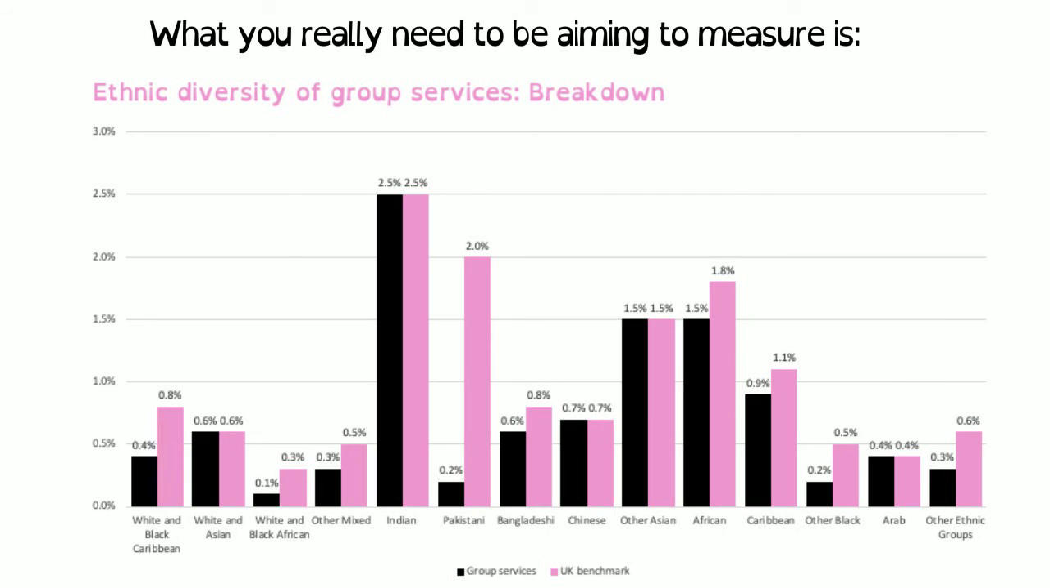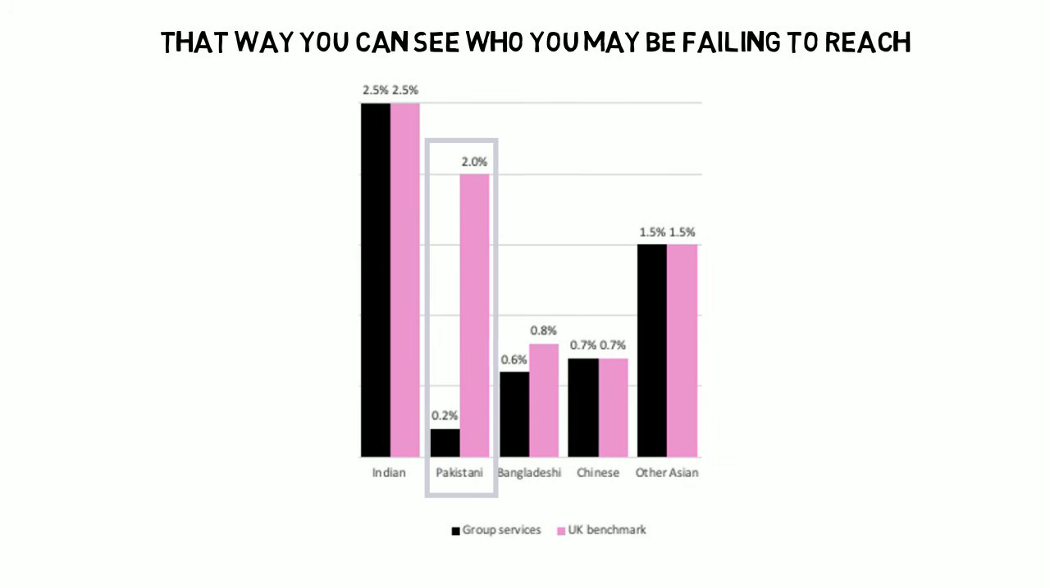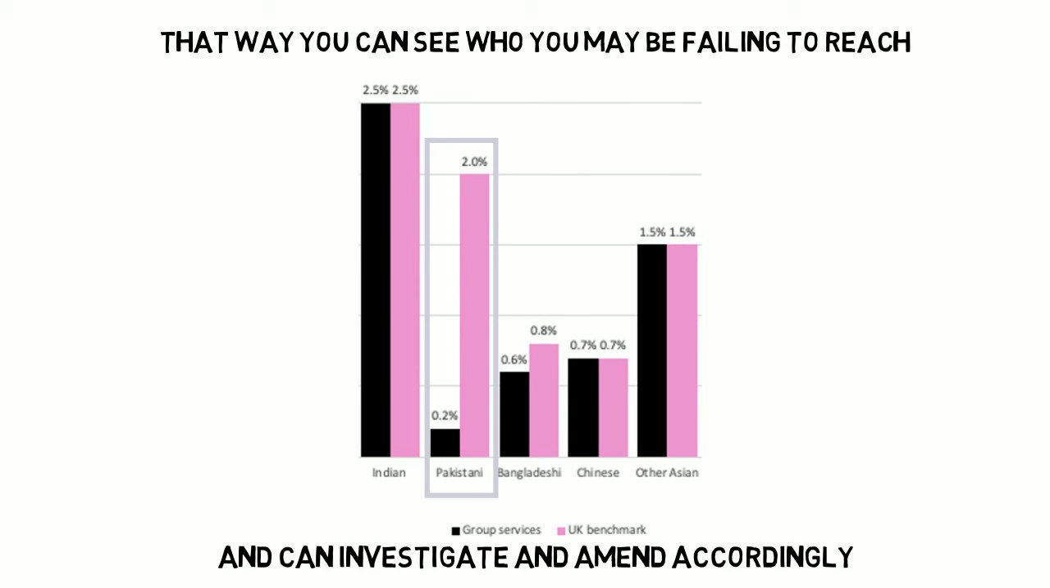That's why, to really understand your ethnic diversity, we recommend using the groupings that you can see here and that are available in our guide to benchmarking and dashboards. That way you can truly understand who you are and are not representing internally and externally. For example, your services may be doing really well at reaching the Indian community, but not the Pakistani community. Knowing that will allow you to explore why and amend your services accordingly.